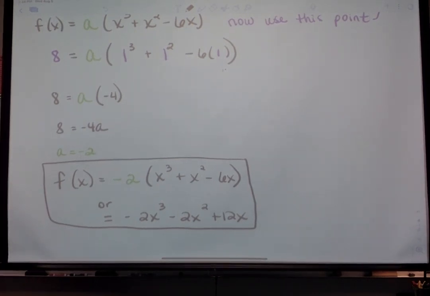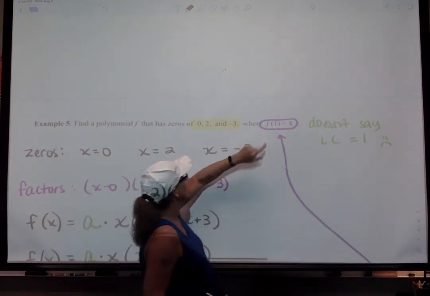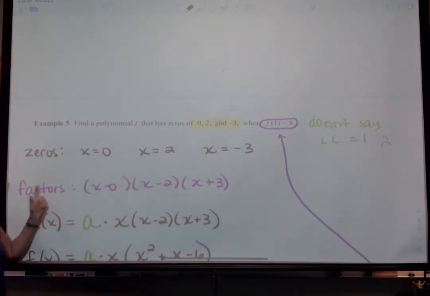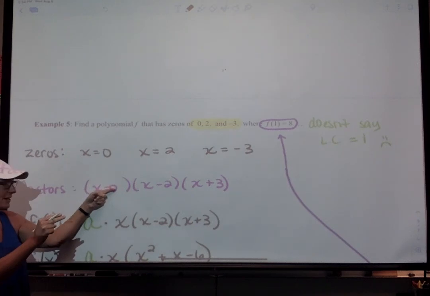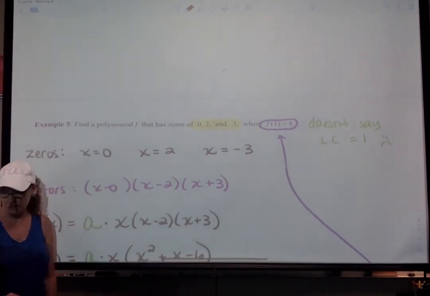So when it doesn't say that your leading coefficient is going to be 1 and it gives you extra information, then go ahead, do your zeros, do your factors, and then put an A in front of your factors.